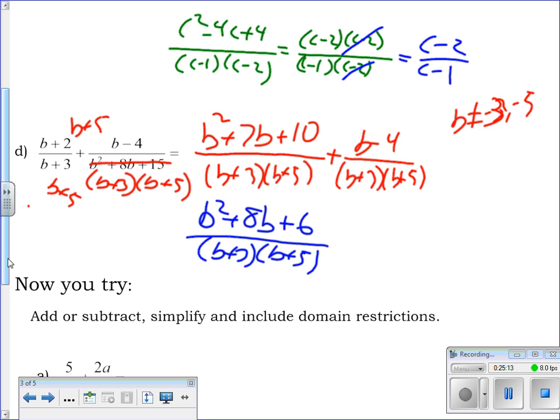Okay, so that one's done. I can't do anything to that. I can't factor. I can't reduce. So we had 4. We had 1 we could reduce. But you always check. Always check.